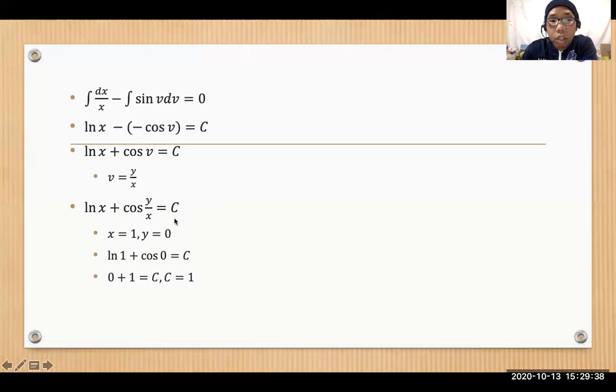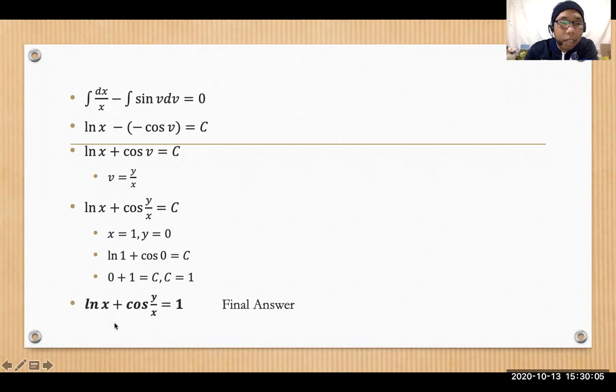Meron tayong condition. So we need to determine ano yung value ni c. Applying the condition, di ba sabi kanina dun sa condition, when x is equal to 1, y equals 0. Okay, so apply natin dito, ln of 1 is 0. And cosine of, di ba, 0 divided by 1 is 0. So cosine of 0 is equal to 1. That's why yung ating c is equal to 1. And then replace c by 1. And our final answer will be ln of x plus cosine y over x equals 1.